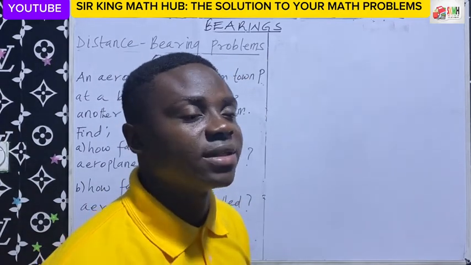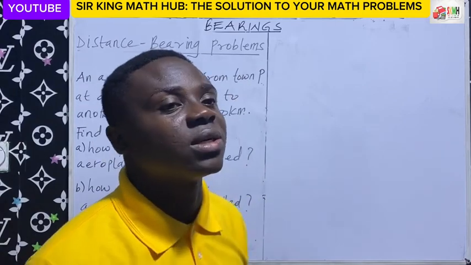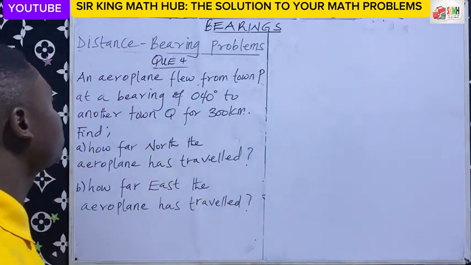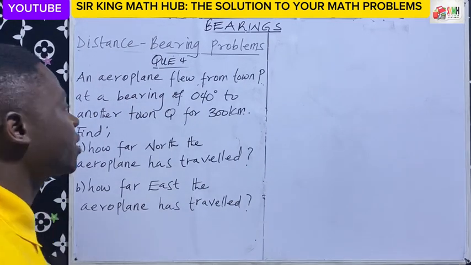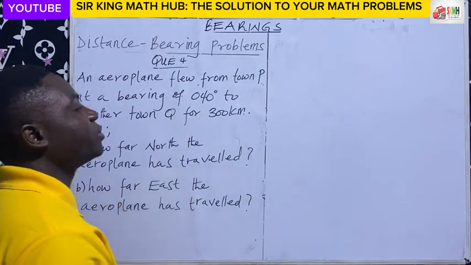We are still on bearings. We are looking at distance bearing problems. This is our fourth question. I read: an aeroplane flew from town P at a bearing of 40 degrees to another town Q for 300 kilometers. So let's represent this information on the diagram.